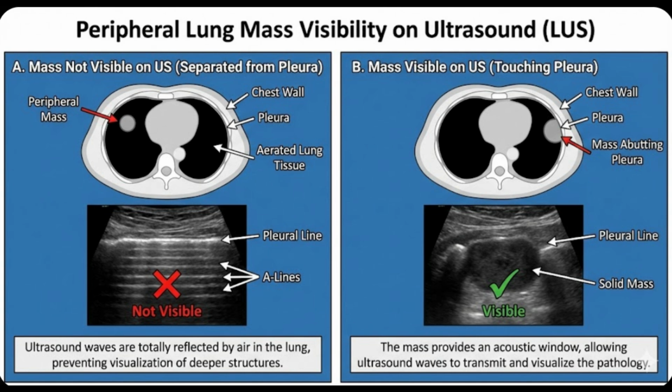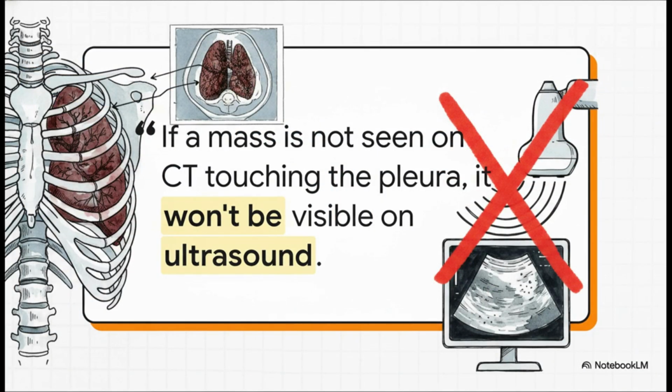This is the teaching pearl right here. If you remember one thing from this first part, make it this. It is a simple, black and white rule. Before you even try to scan a lung mass, pull up the CT. If you can see air between the lesion and the pleura, just stop. Save yourself the time, because ultrasound is not going to be the right tool for the job.